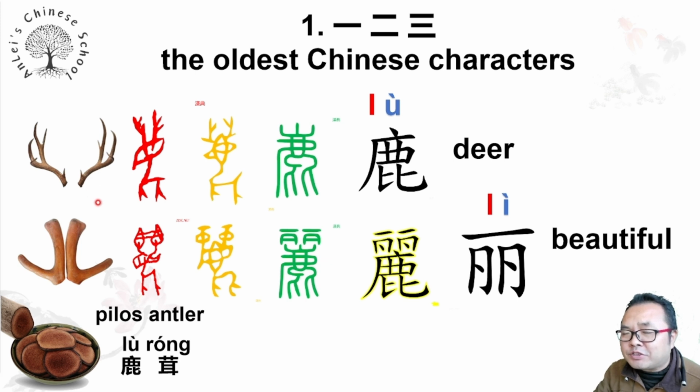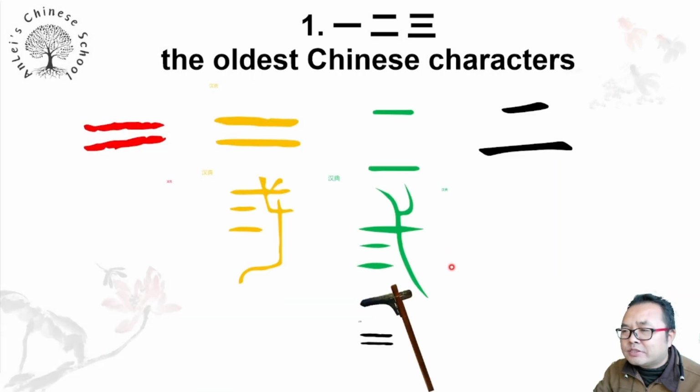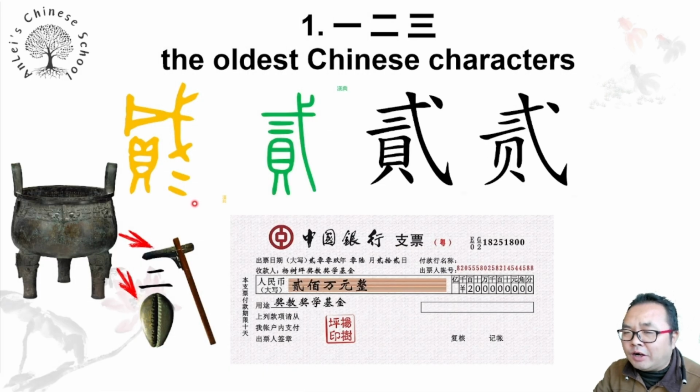Another more precious thing is the deer antler. That is a kind of Chinese medicine. In ancient times, 二 was pronounced Li, because today in Cantonese it is pronounced Yi, and in Shanghai and Suzhou dialect it is pronounced Ni. It's like our two fingers and also like the deer antler. This is the most simple script for 二. This one is a more complicated 贰. You can see here is the dagger axe.